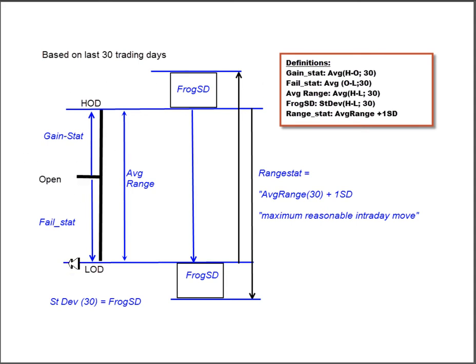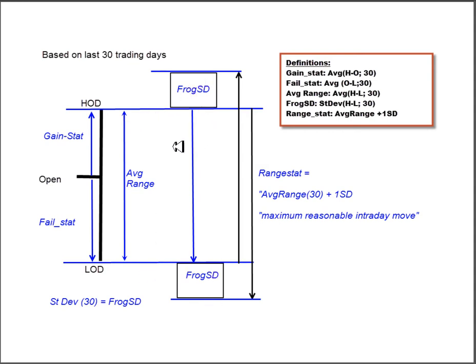Open to low of the day is the fail stat, the average from the open to the low of the last 30 days. Gain stat is from the open to the high of the day. That's the average of the last 30 days. The average range from high of the day to the low of the day.